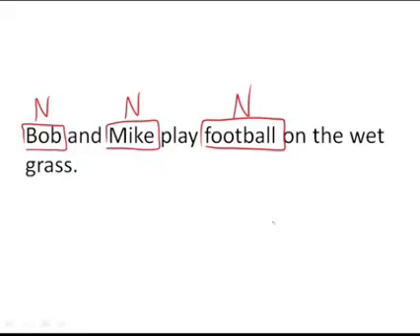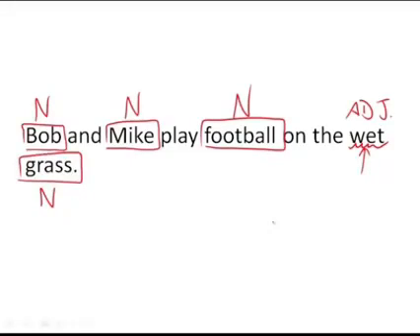Are there any other nouns on there? Wet. Is wet a noun? Is a wet a thing? No. Wetness is a thing. Wet describes something. So it is an adjective. Squiggly line. Adjective. And an adjective always describes a noun. What's the wet describing? It's describing grass. And so hence we have another noun.